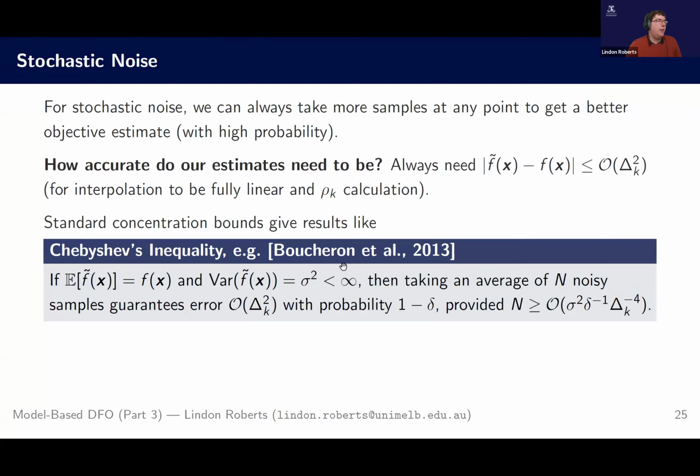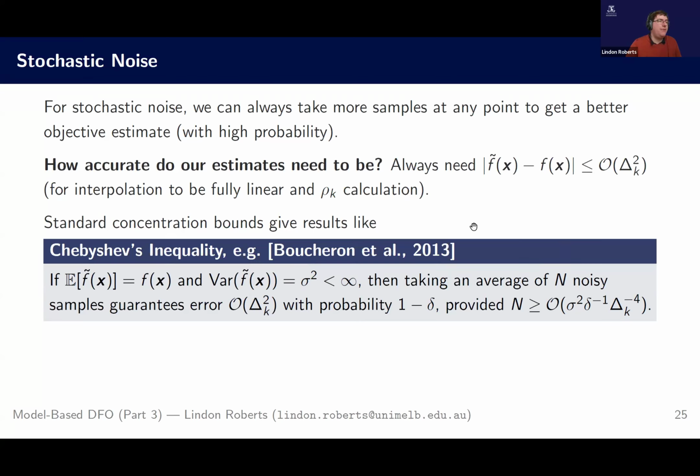For example, there's standard theorems from probability theory. They're called concentration bounds. They look, for example, something like this. If our noisy function values are unbiased, so the mean is exactly the function value we're trying to measure, and the variance is bounded, is finite, and then we sample noisy values capital N times, then we can achieve the error that we want, order delta squared, with high probability, and the requirement is that N is sufficiently large. In particular, N grows like the variance. It grows as the failure probability gets smaller, and as delta gets smaller, N has to increase as well. That delta to the -4 comes basically from the central limit theorem type idea.